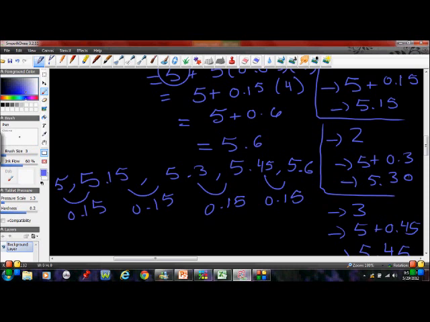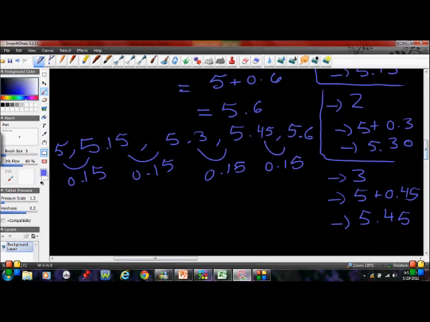So now let's look at this in terms of arithmetic sequence. What do we have now? We have an a value. A value is what?